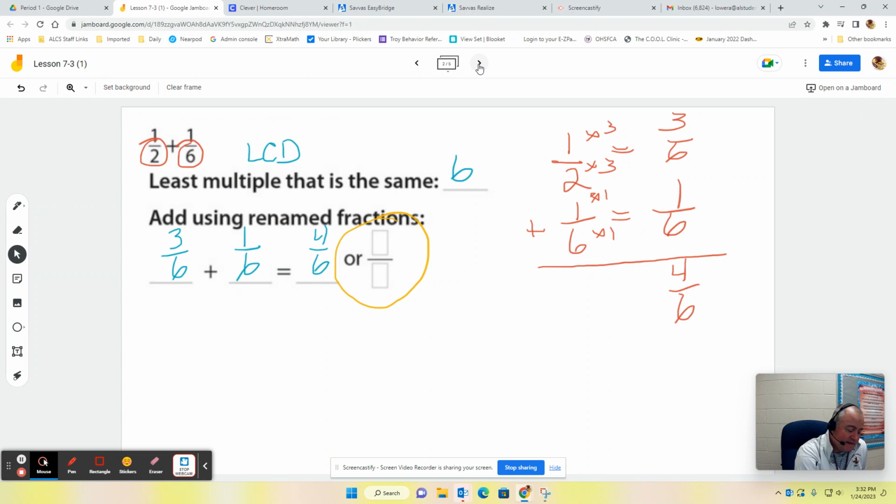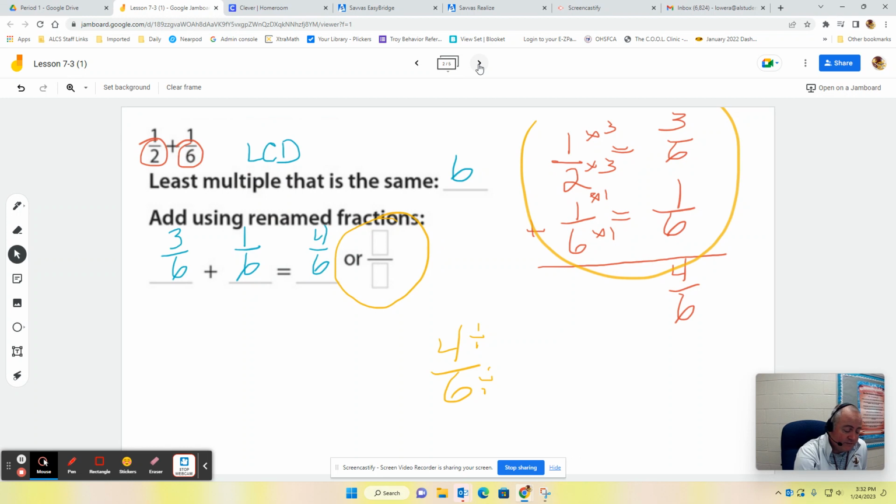So 4/6 can be simplified, or reduced, by dividing the numerator and denominator by the same exact number. It's kind of the opposite of what we did up here. We are now looking at dividing.